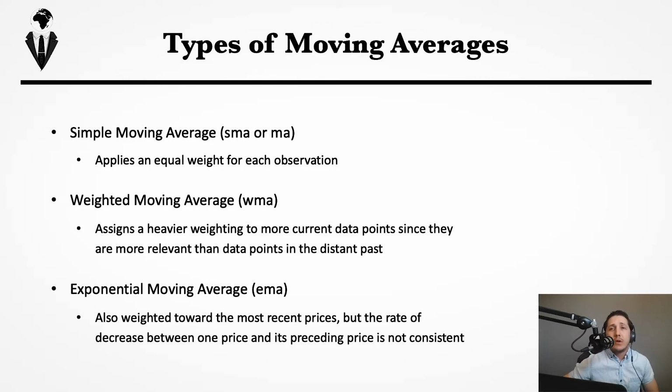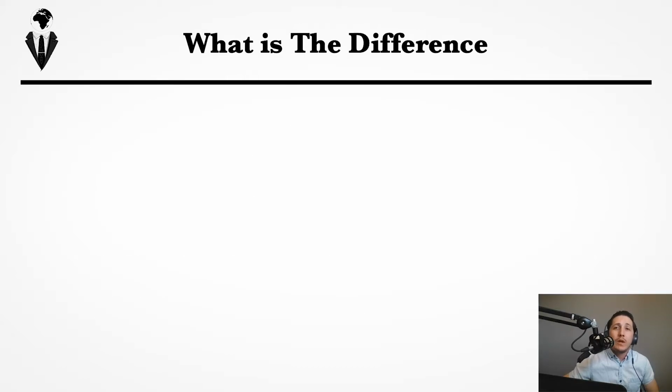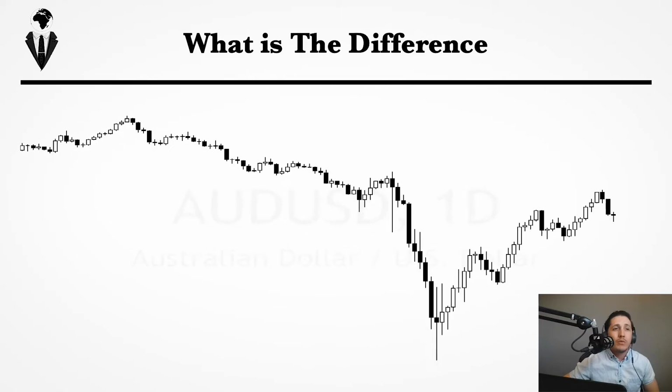All right, so the next thing we're going to look at is the difference between these moving averages. So we're going to actually pull up a chart. We're going to pull up this one right here. This is the Aussie dollar on the daily chart. And as you can see, price is pretty smooth here, but then you get this big leg down and then you get some nice swings here, right? So how do we smooth this out and remove a little bit of this noise?